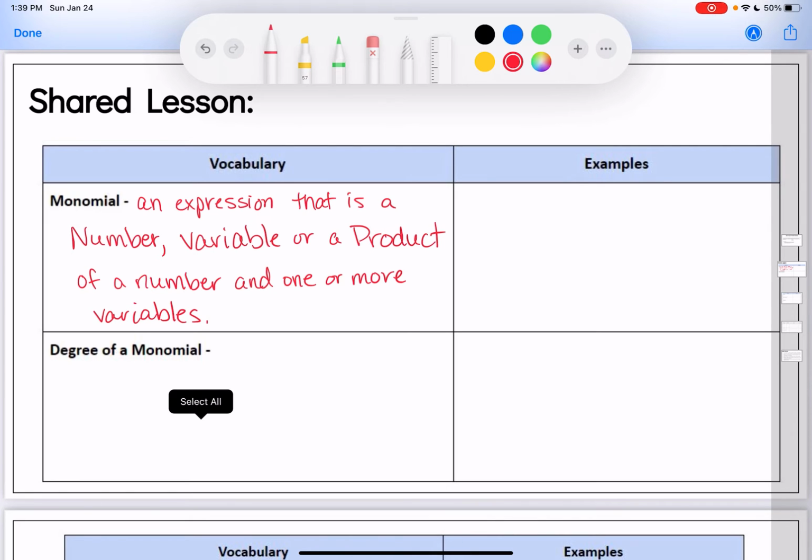Okay, so it could be a single number. So over here I have some space for some examples. An example would be if I just had a plain old number like 12. That's a monomial. I could have just a variable, y. That's a monomial. Or I could have a product, so a number and a variable, one or more variables multiplied together, right? So it could be 5xy. That would be a monomial.